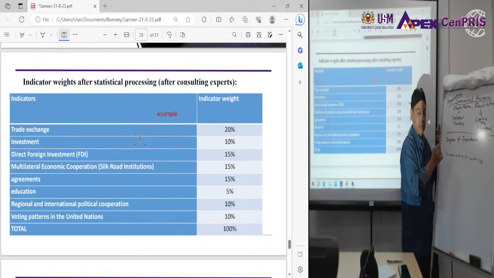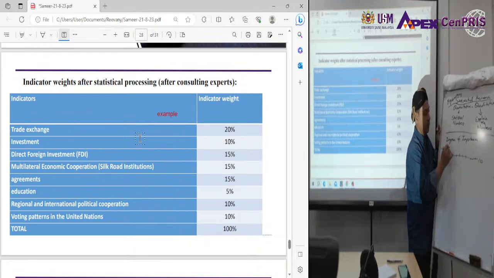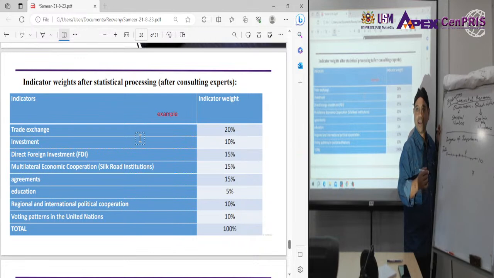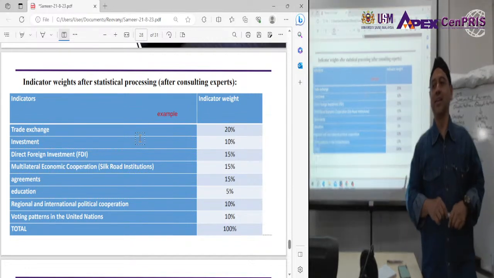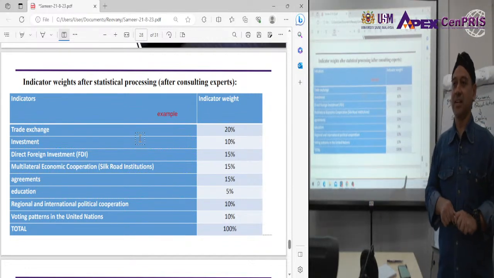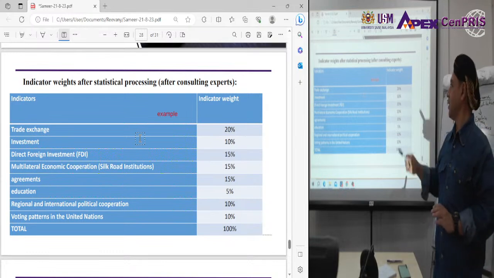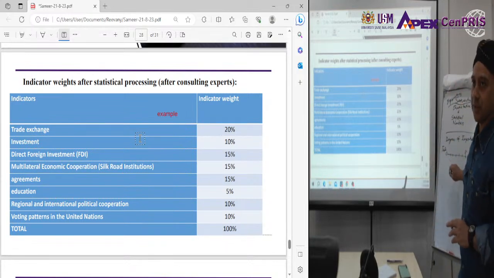Whatever issue, like trade, they put 8. The other one they put 7. For example, I take 7 experts. Prof. Muhammad gives me 8, Muhammad gives me 9, Hanif gives me something else. I will count, then make the average. So that is the explanation you want to do.